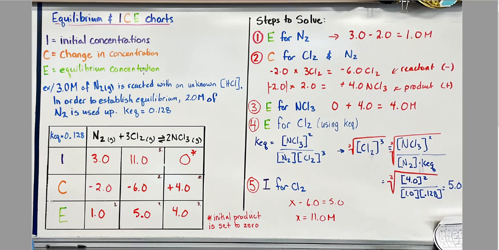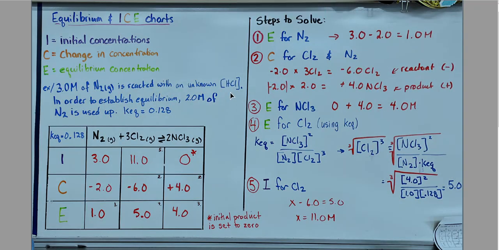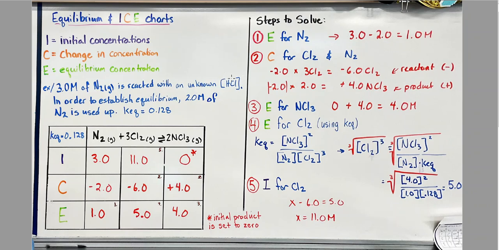There's one mistake in this: instead of the concentration of HCl right here, this should say Cl2, not HCl. Just so you know, that should say Cl2, and that's where this comes from. So I have 3 molar of N2, and it's reacted with an unknown concentration of Cl2. In order to establish equilibrium, 2 molar of the N2 is used up. The Keq of this equation is 1.28.